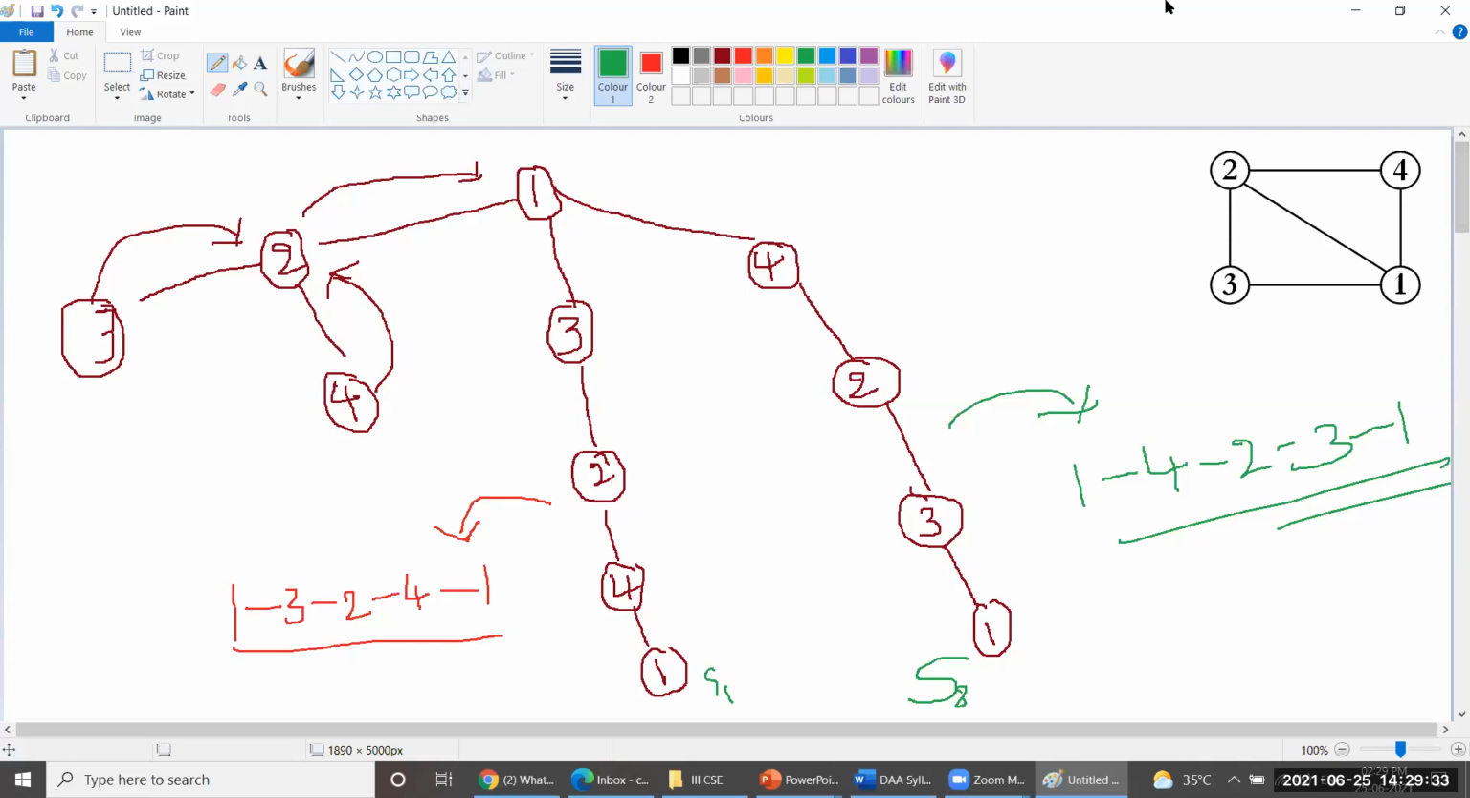So this is what the problem is. That is the problem. That's all.